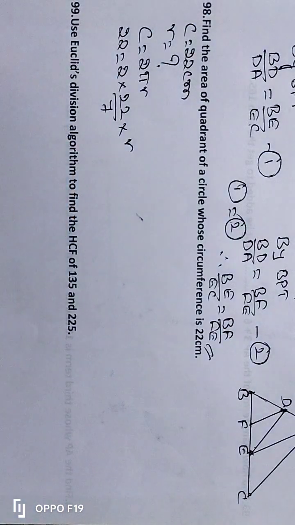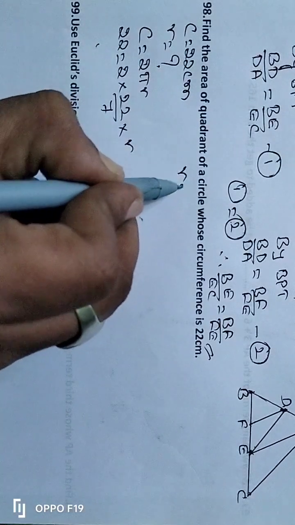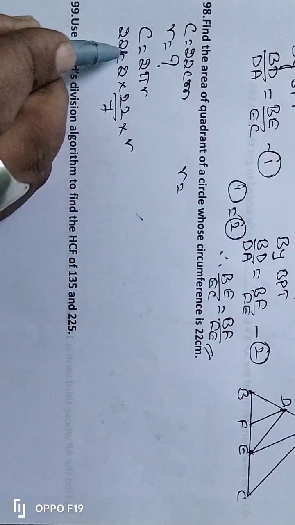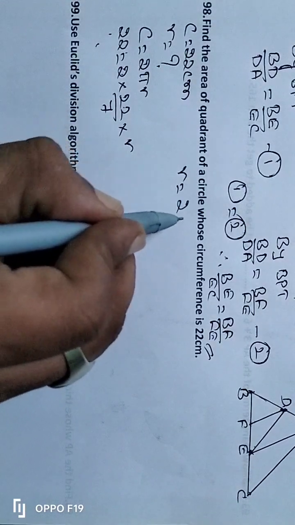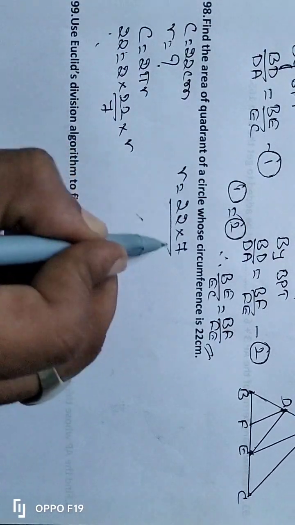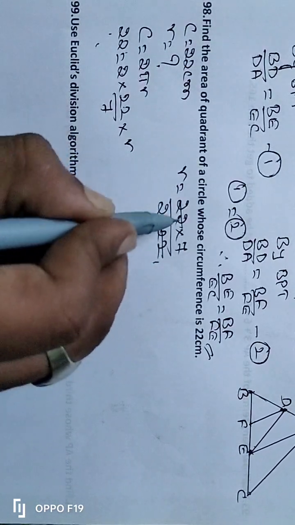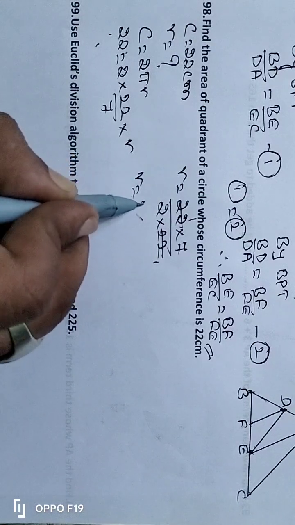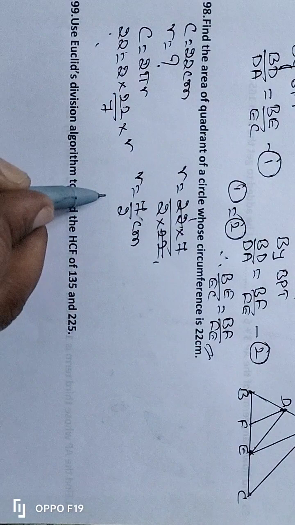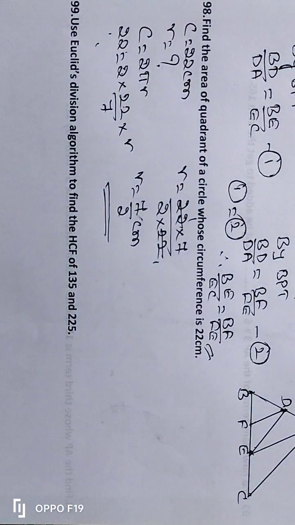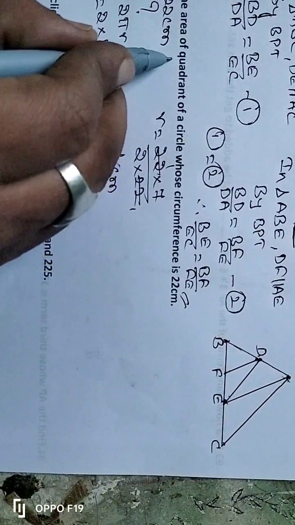Radius we don't know. So r is equal to, you multiply this 7 to here and bring this 2 into 22 to the denominator: 22 into 7 divided by 2 into 22. 22 ones are 22 ones are. Then the radius is equal to 7 by 2 centimeter.